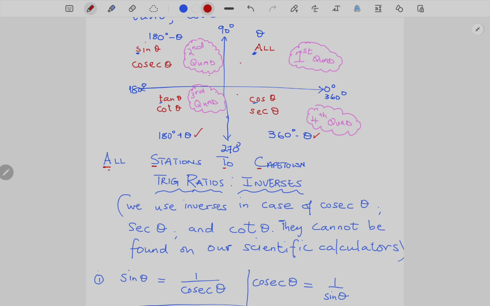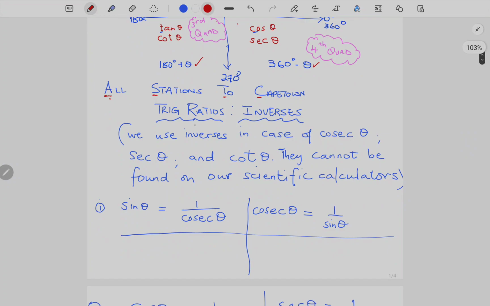Okay, now let us move to trig ratios, whereby we're going to write them in terms of their inverses. So we use inverses in the case of cosec theta, sec theta, and cot theta. Why? Because they cannot be found on our scientific calculators. When it comes to calculating the angles, we can't find these trig ratios. Hence we have to use their inverses.